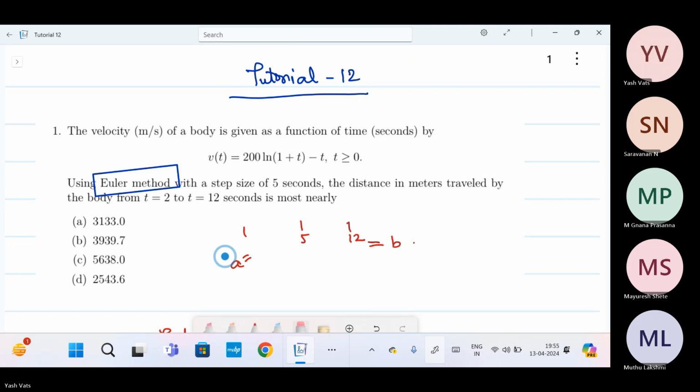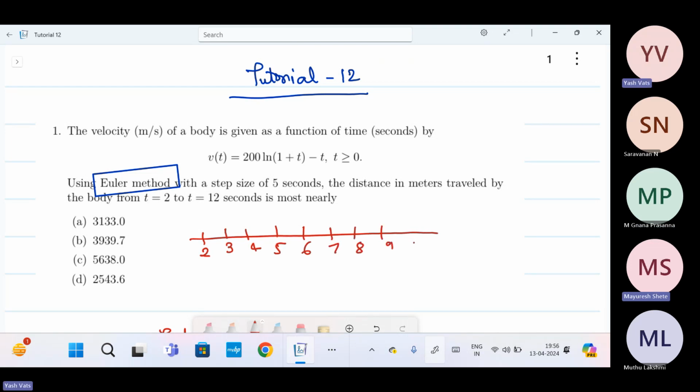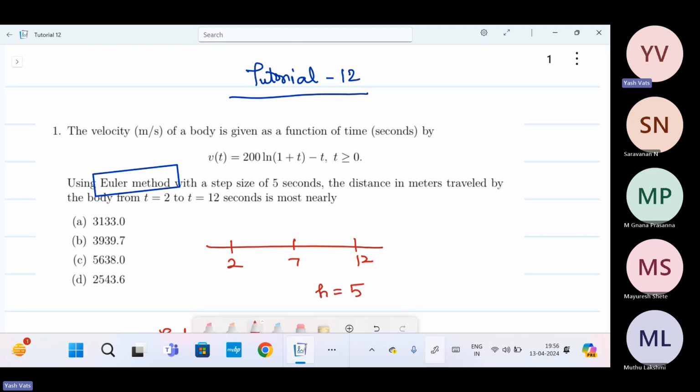So I just make big. 2, 3. So is it like 2 plus? I guess 2, 7, and 12, right? Oh yeah, we don't need to write all things, right? Yeah. 2, 7, and 12, right? So h is basically your 5.